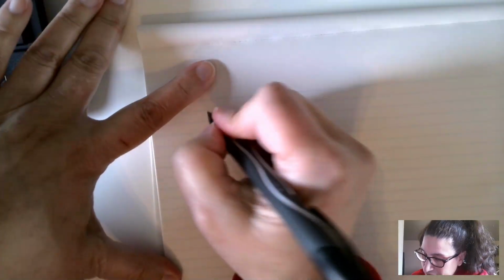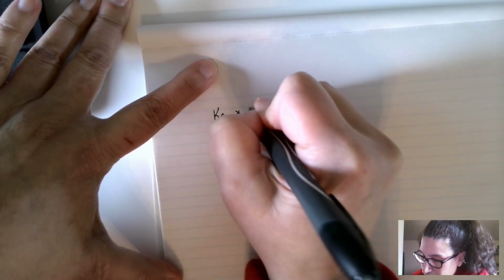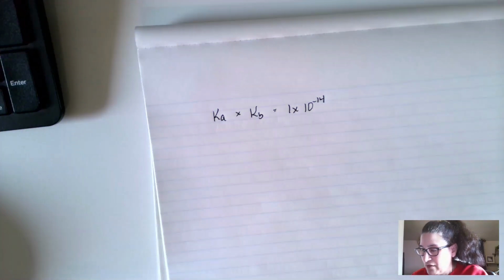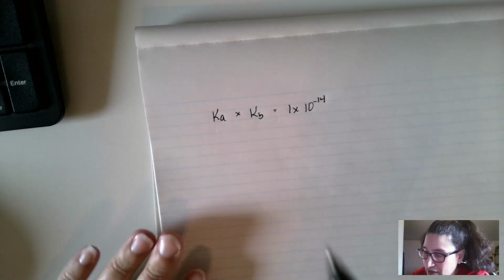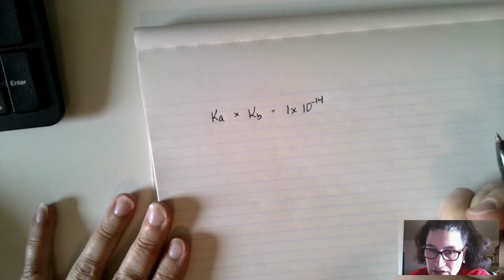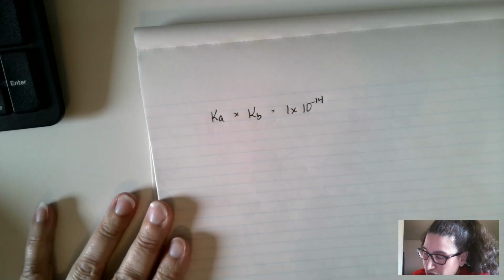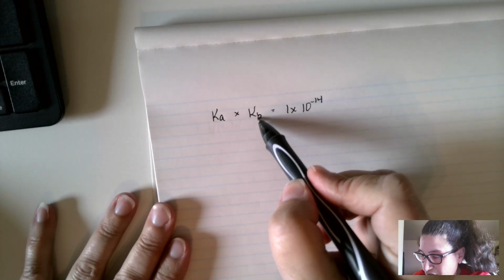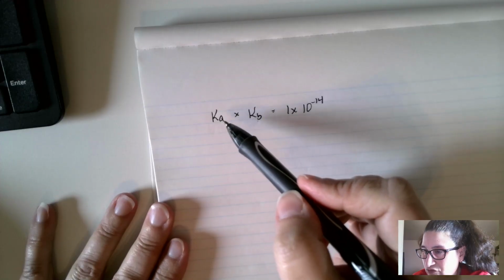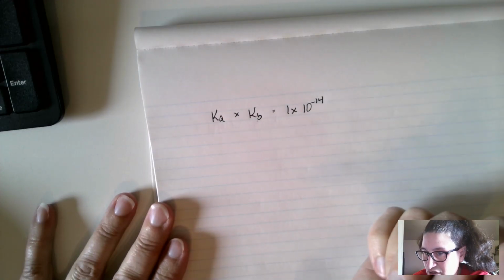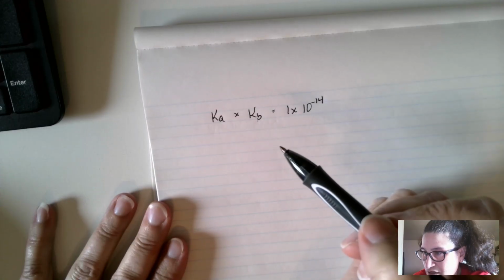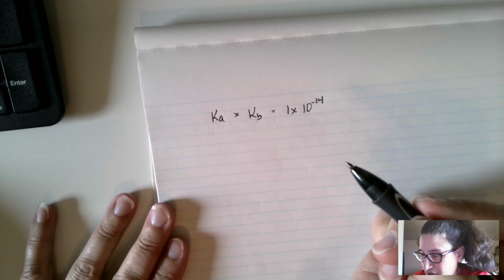Okay, so now we're going to talk about Ka and Kb. Ka and Kb are related in that Ka times Kb is 1 times 10 to the minus 14th. So if I know the Ka for an acid, I could find the Kb for the conjugate base using this relationship between Ka and Kb. I can also use Ka and Kb to tell me something about a substance.